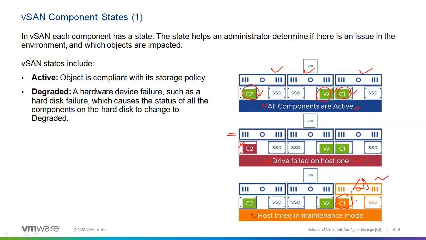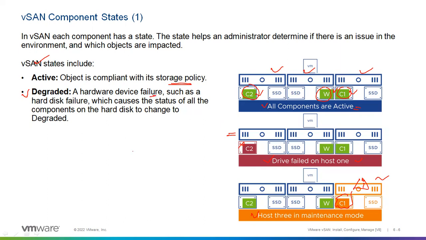So when we say the overall vSAN states, there are primarily 2 states. One is active, one is degraded component. When we say active, it means my object is compliant as per its storage policy, whatever storage policy we have defined, my components are compliant against that. Then a state is called degraded. The degraded component state is considered a failure state.